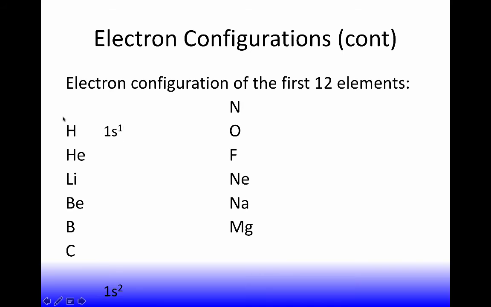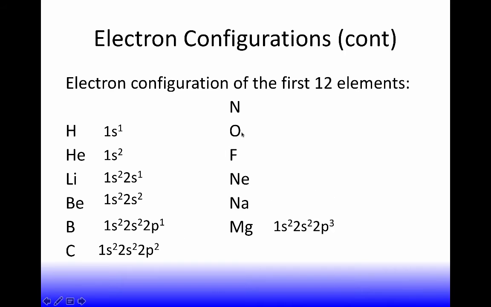So let's take a look. 1s2, 2s2. Boron is the first one that has an electron in a p orbital. So again, reading left to right, just filling in our sequence, 1s2, 2s2, 2p1. Carbon is the next one, 1s2, 2s2, 2p2. Nitrogen is the third one, 1s2, 2s2, 2p3.